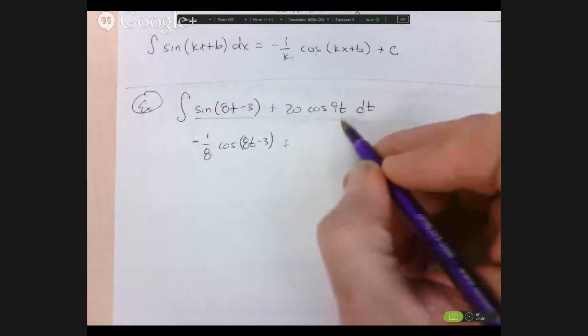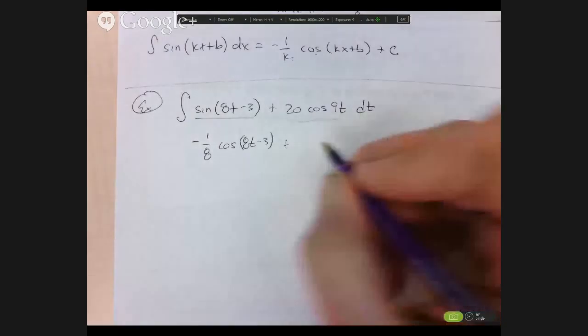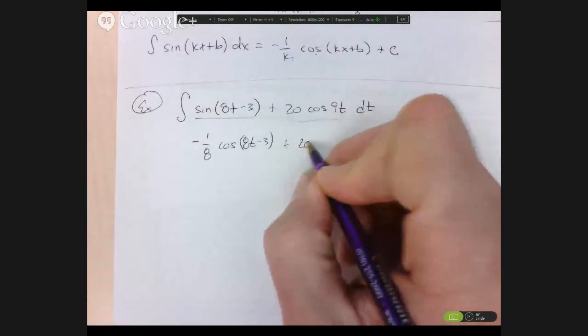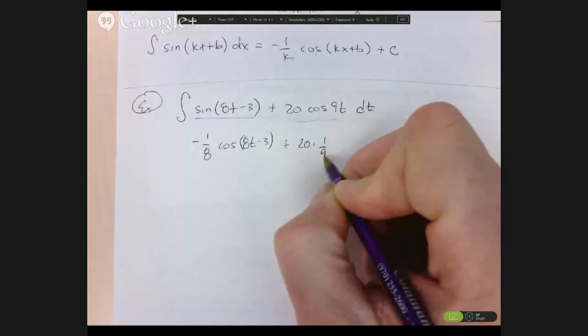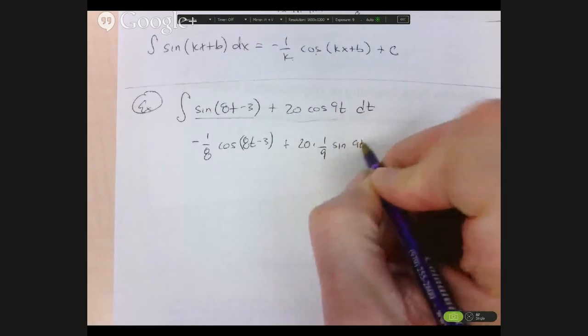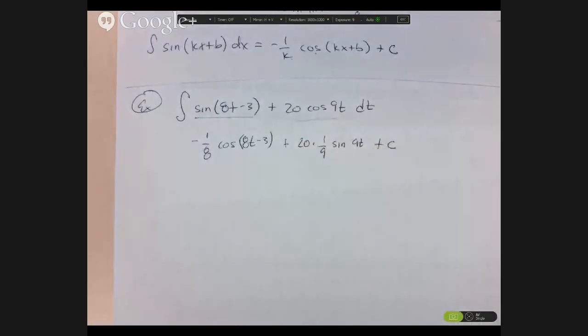And then what about this one? Plus 1/9 sine 9t. No. The integral of cosine is positive sine. Okay. Oh, I was thinking the derivative. Old habits die hard, huh?